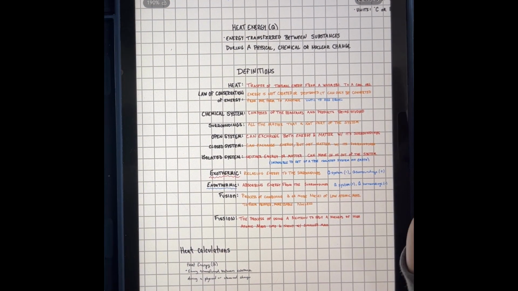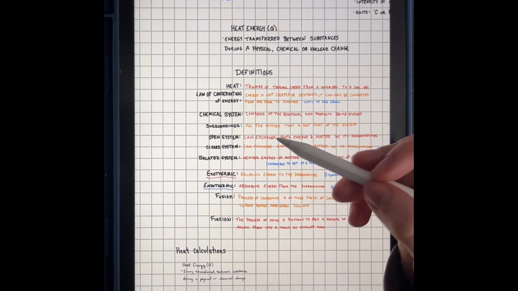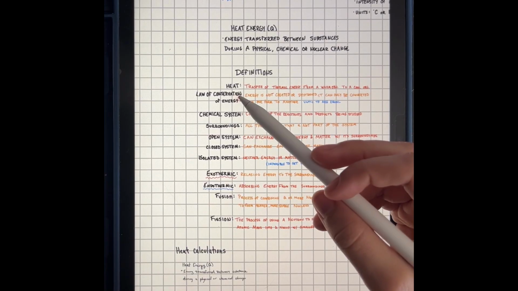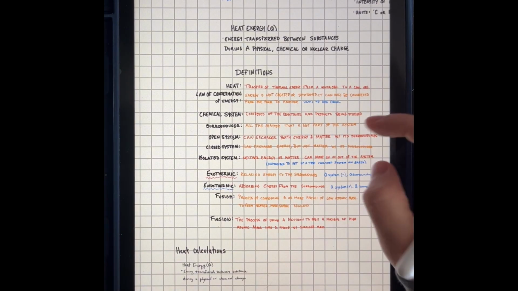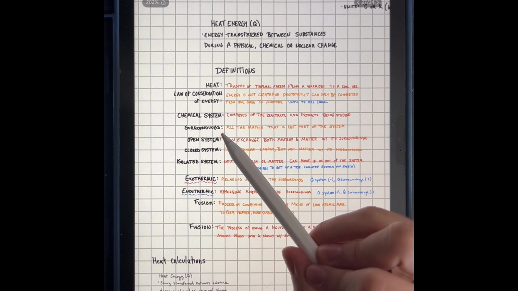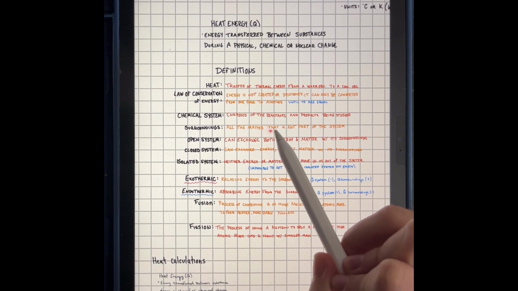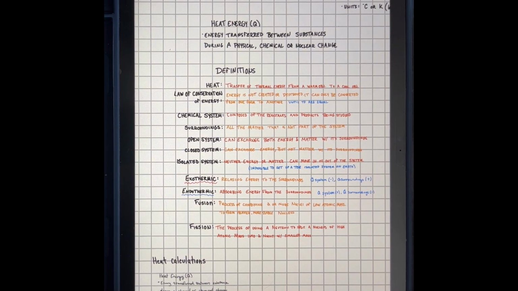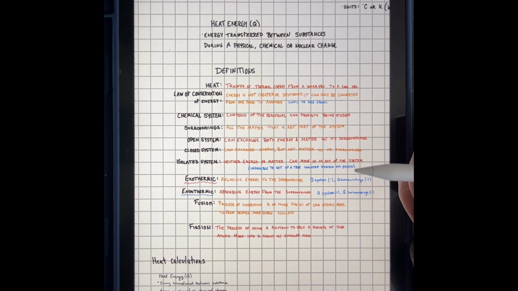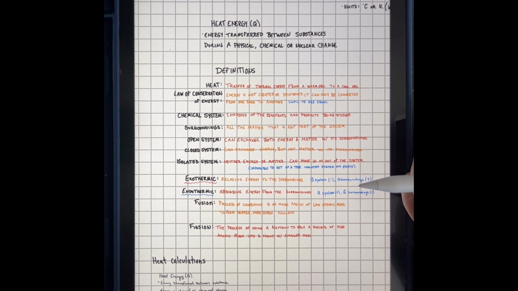Okay, we have some definitions here. I don't want to go through all of them. I will go through the important ones. So we have surroundings. Surroundings is all the matter that is not a part of the system. Well, that's not really a great definition, but the surroundings is basically anything that's not the system.